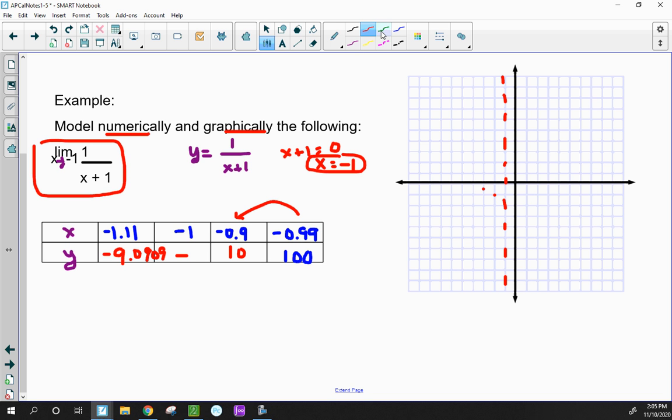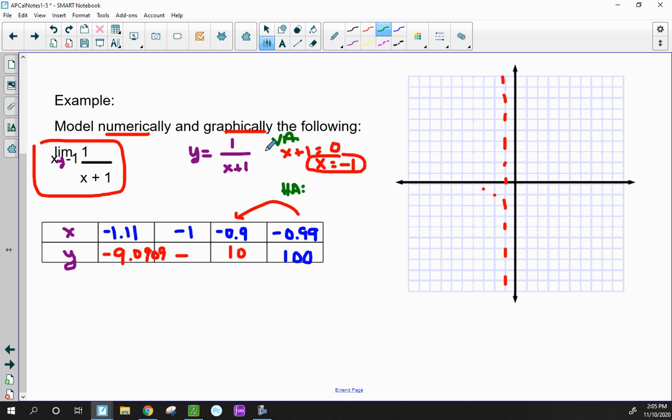And then, kind of skipped ahead there, but there's no hole. I don't see anything that cancels from top to bottom. And also, this was the vertical asymptote, but the horizontal asymptote, which I did skip over, so we're coming back to it. Horizontal asymptote can be found by comparing powers on the x from top to bottom.